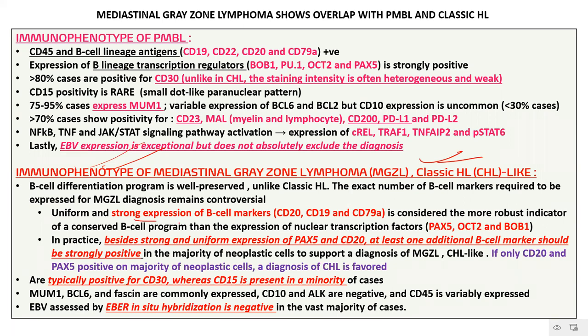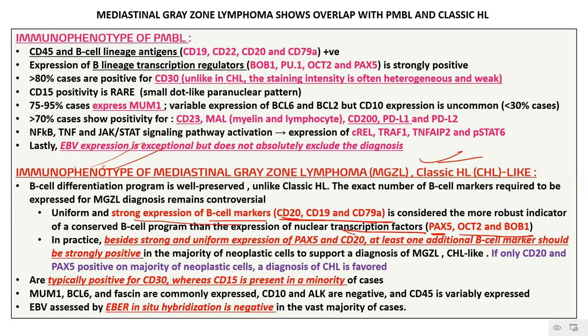There is a uniform and strong expression of B-cell markers, which is unlike what you see in the case of the classic Hodgkin lymphoma. So this would include the normal B-cell associated membrane factors like CD20, 19, and 79A, along with nuclear transcription factors like PAX5, OCT2, and BOB1. Now, the new WHO classification, the fifth edition, is very stringent about how you will define expression of B-cell markers in the context of a gray zone lymphoma. As per them, you will need expression in at least three B-cell associated markers.